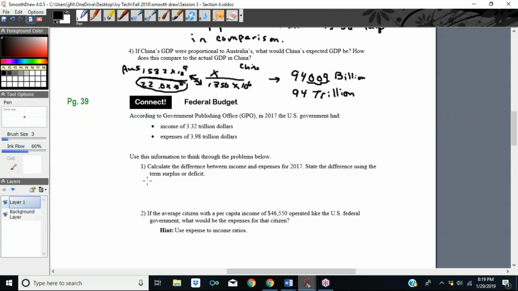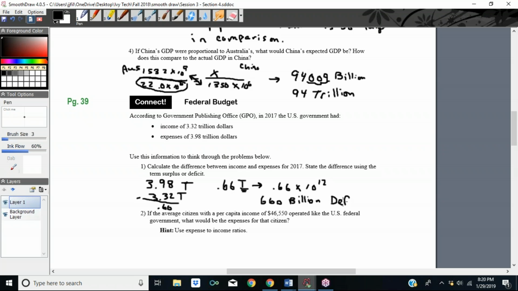Well, let's see. We're going to take 3.98, take the larger one minus the smaller one, 3.32. And these are trillions, right? So we get 0.66. So 0.66 trillion, remember that's the same as 0.66 times 10 to the 12th. We could write this also as 660 billion, if that makes more sense. So remember, if we move the decimal 3 places to the right, that's going to go from trillions to billions. And it is a deficit.